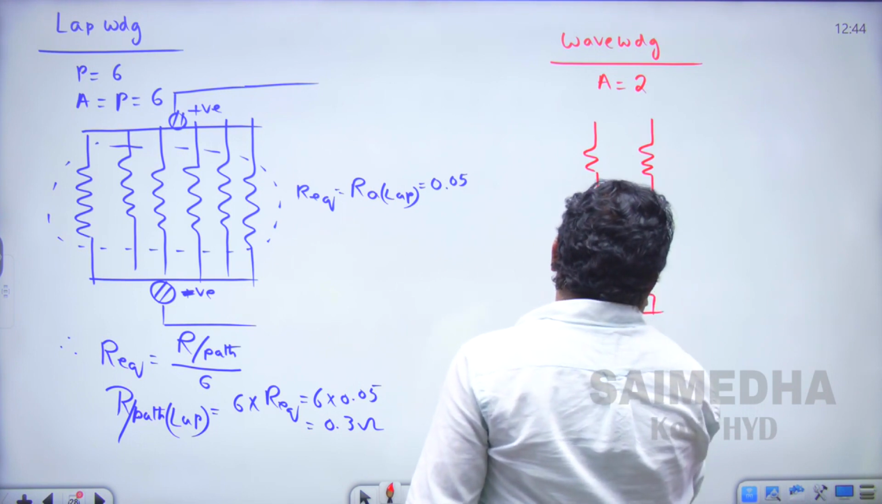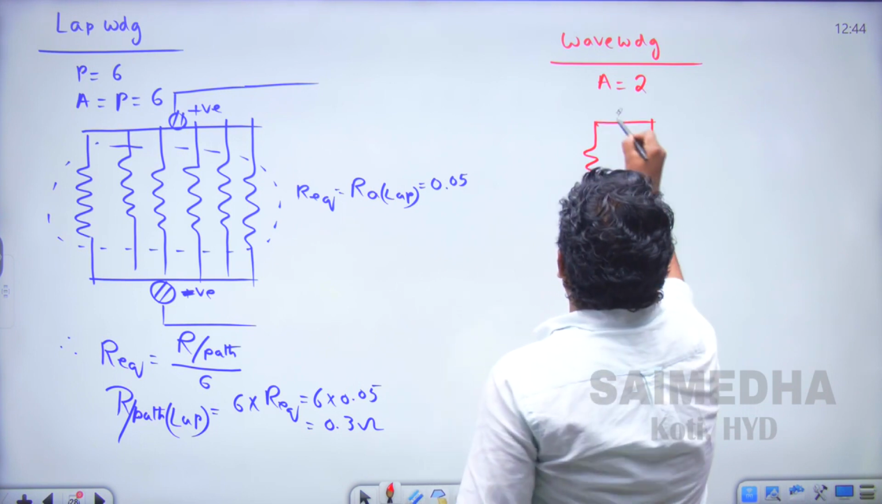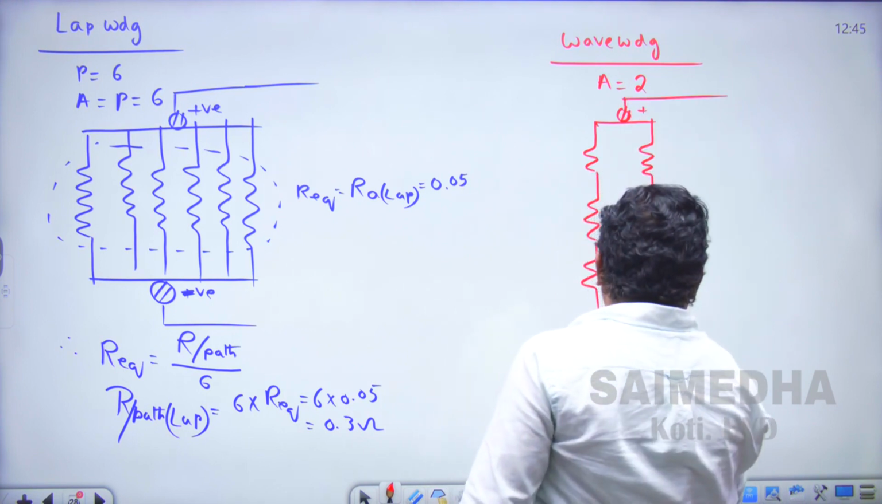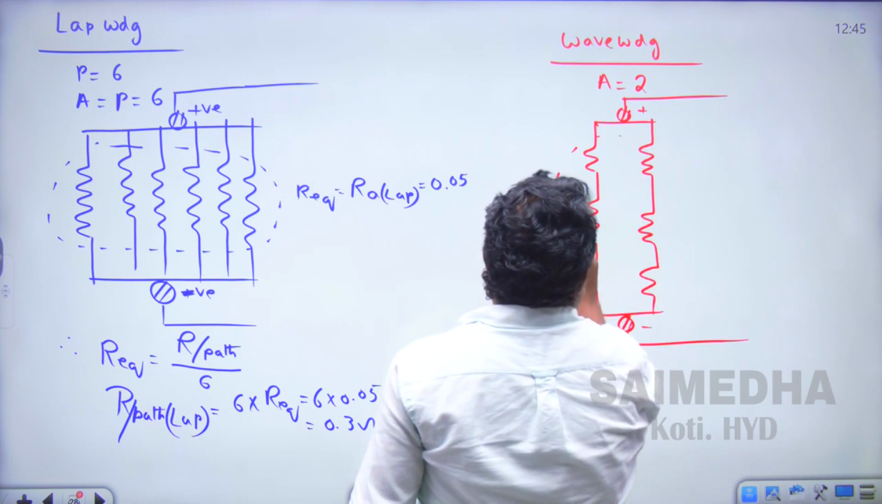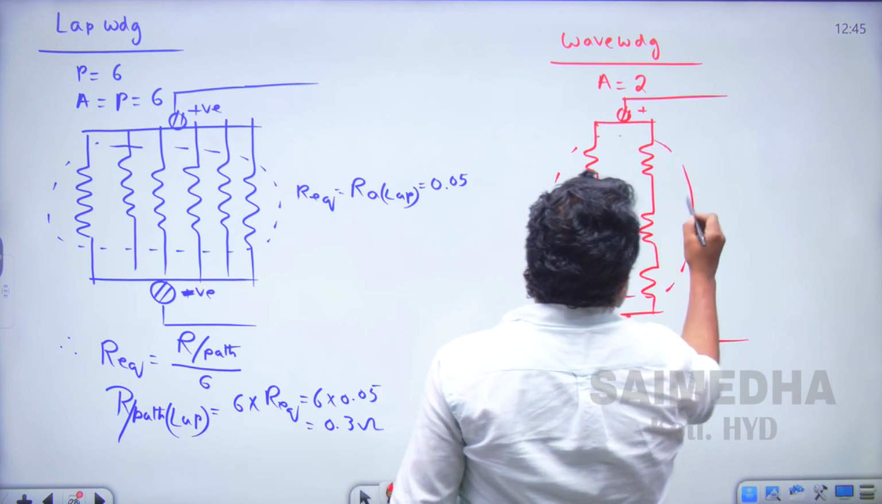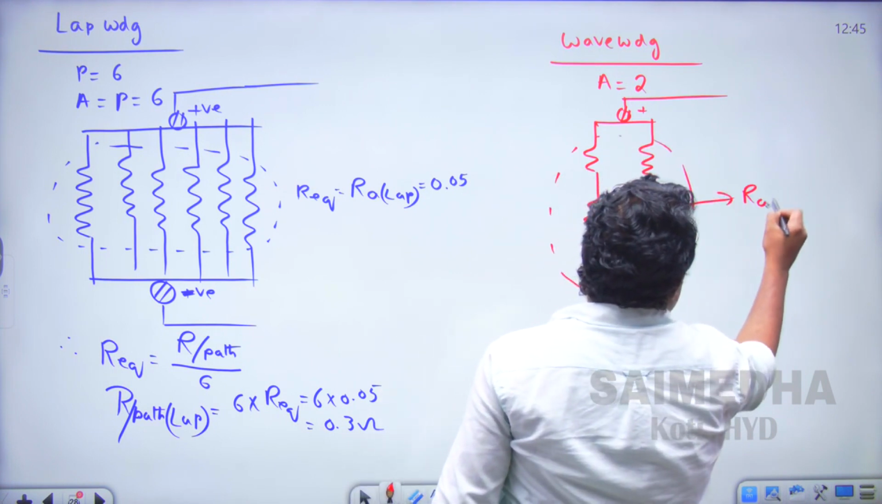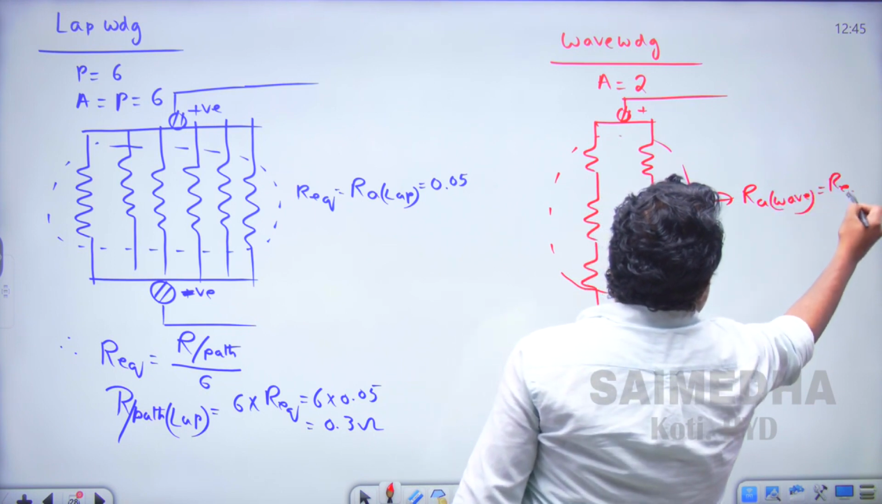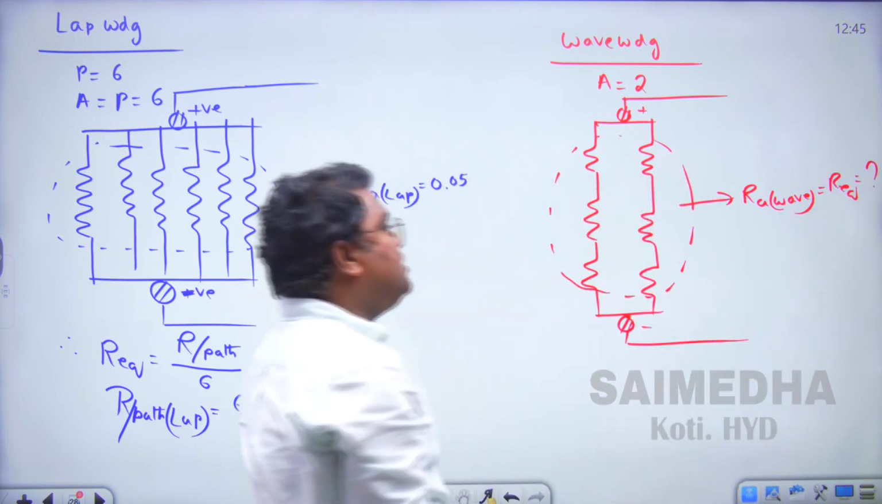So this is the negative group of the brushes and this is the positive group of the brushes. Now we require the equivalent armature resistance R equivalent of the wave winding. So that is nothing but R equivalent is required in the wave winding.